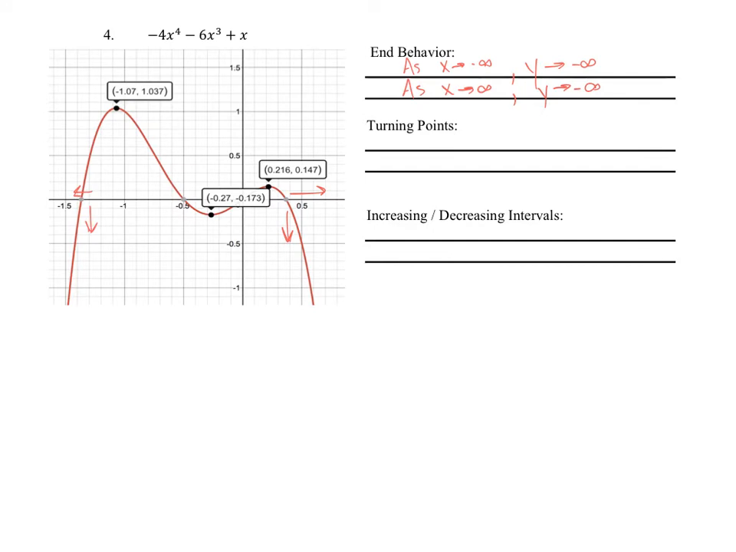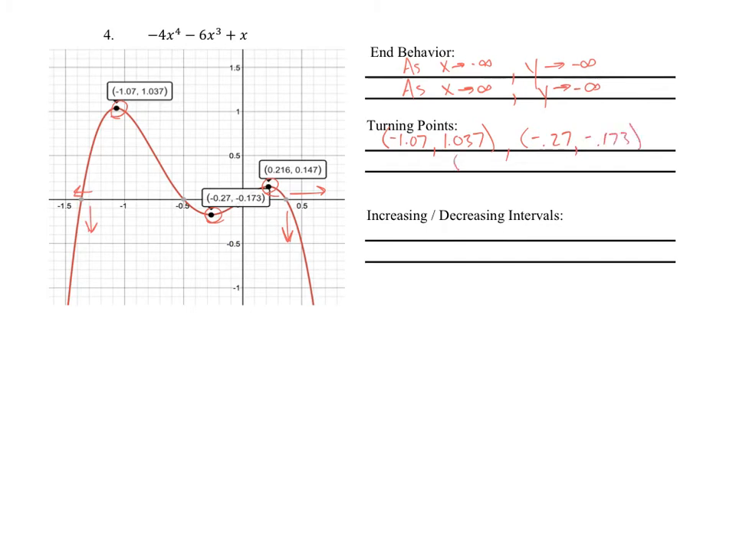Now I've also got a spot here for turning points. Turning points are nice to identify because it's going to help us break up our intervals of increase and decrease. So my turning points are just all the points where my function bends. So I've got the point (-1.07, 1.037). This is a point, right? It's not an interval, it's just a point. I've got the point (-0.27, -0.173).